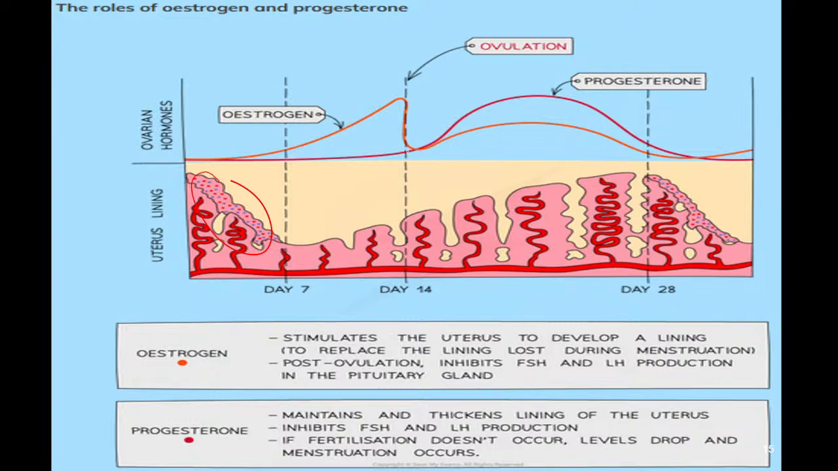So now, until day 14, before ovulation, progesterone levels are low. But after day 14, progesterone levels start to rise because why? It has to maintain the thickness of the uterus lining. It stops FSH and LH.